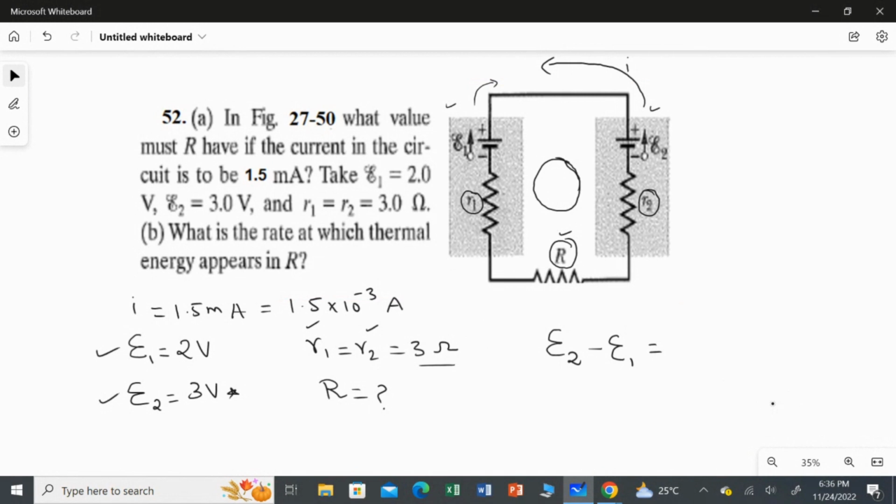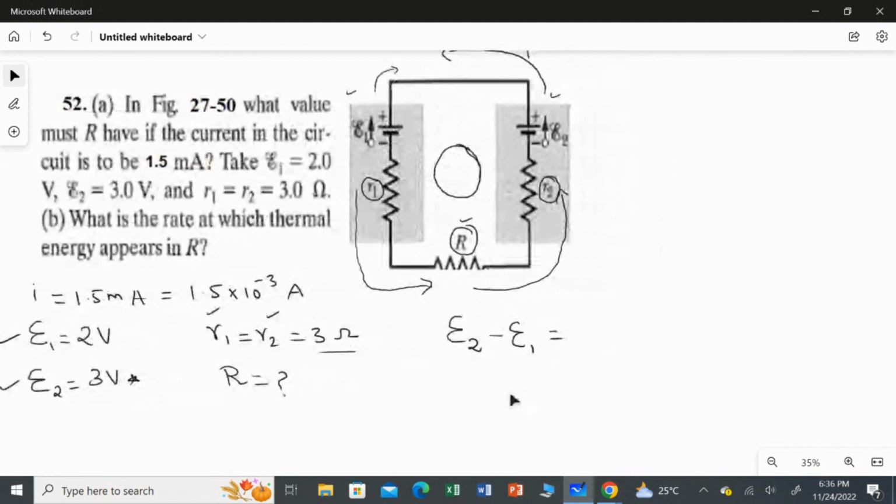That means it will be passing through small r1, and also it will be passing through capital R, and also it will be passing through small r2, right? So how can I write? We are going to write the product. So here the product is nothing but the voltage drop, right? Because we studied Ohm's law, V is equal to I multiplied by R. So if you see the current, when the current reaches this resistance, it will have I multiplied by R1, because we have to write the product.